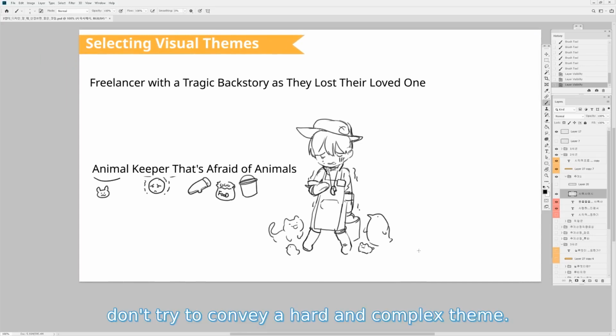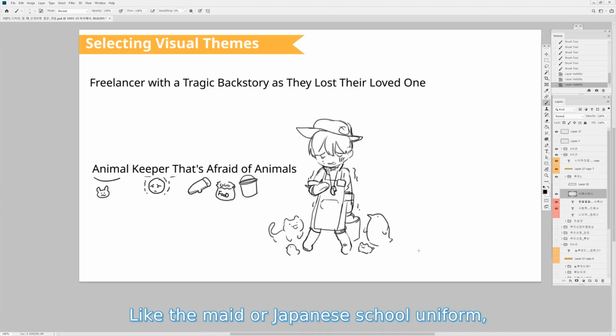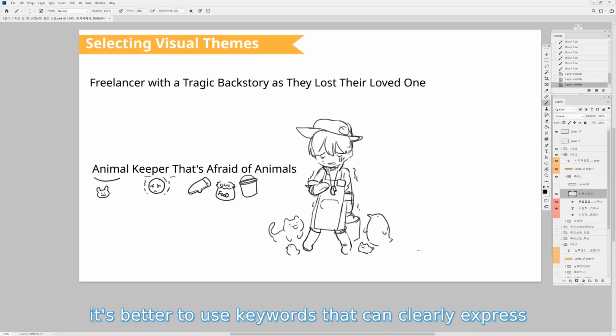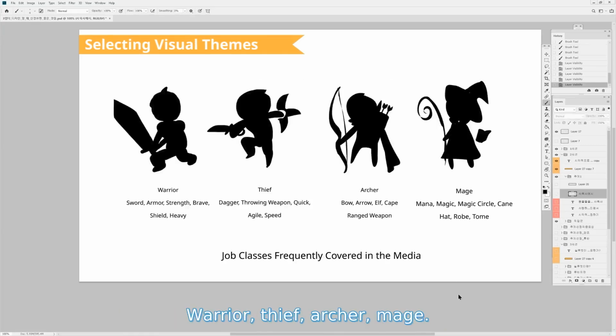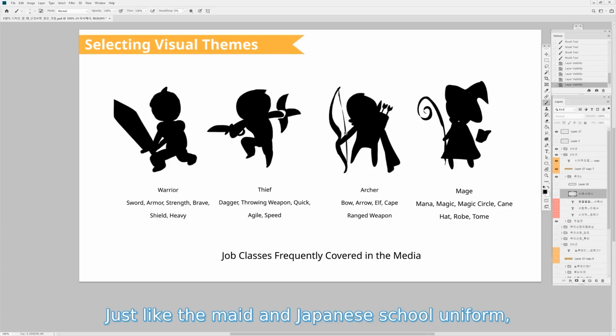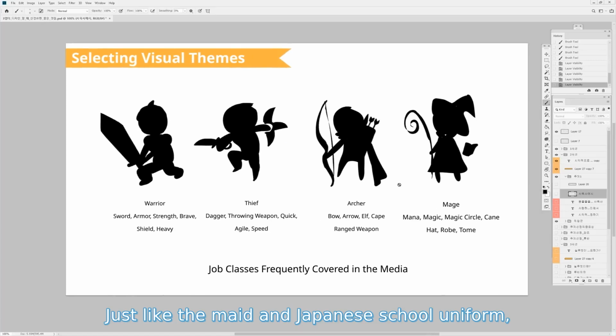So don't try to convey a hard and complex theme. If you're a beginner, it's better to choose easier themes to convey. Like the maid or Japanese school uniform, it's better to use keywords that can clearly express the theme. Fantasy job classes can also be used as examples. Warrior, thief, archer, mage. Just like the maid and Japanese school uniform, these job classes were covered in numerous media.